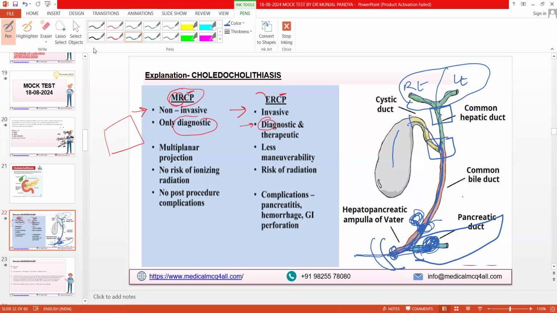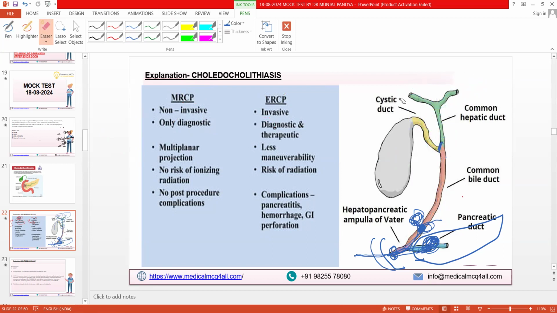That's it. You don't need to mug up. You need to understand the basics, how it works, right? So ERCP is always better than MRCP, right? But as a diagnostic tool, if your sonography is not conclusive, you can first do the MRCP, because in our clinical practice, we need to find out before entering the scope. Once we do MRCP, then we go for the ERCP, right?